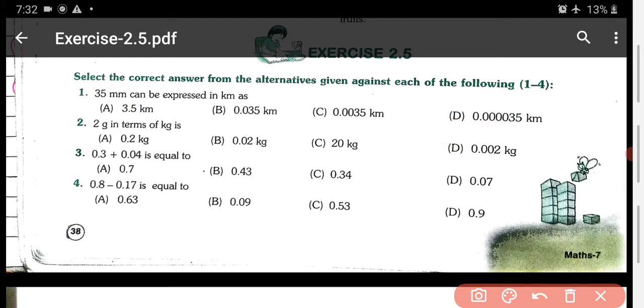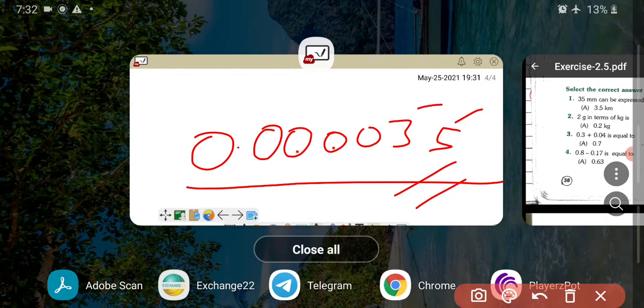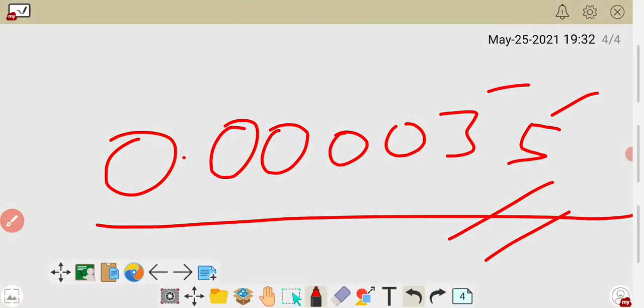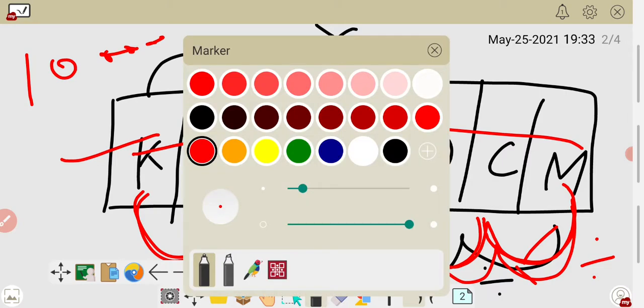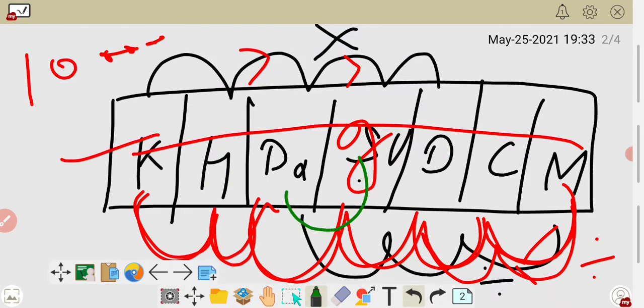2 gram in terms of kilogram. Just look here once again. 2 gram is a standard unit. So you have to convert gram into kilogram. That is 1 step move, 2 step move, 3 step move. It means you have to divide it by 1000.